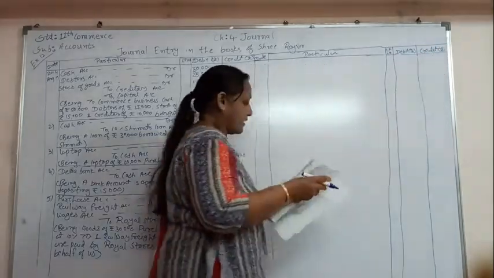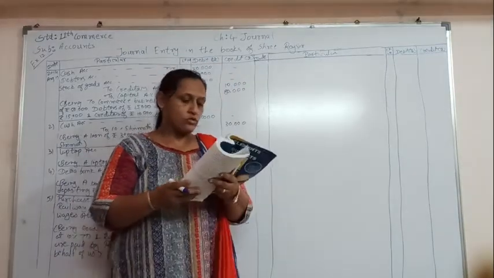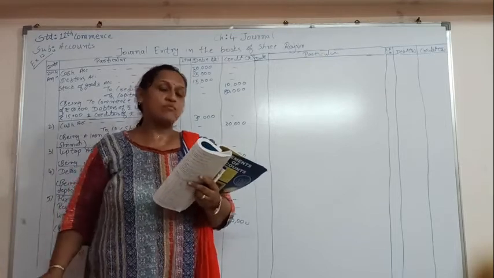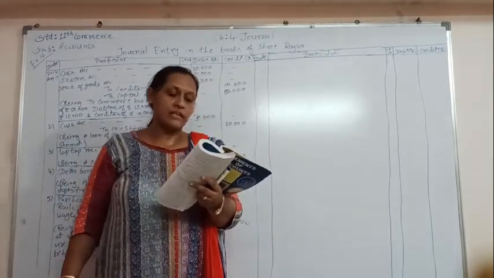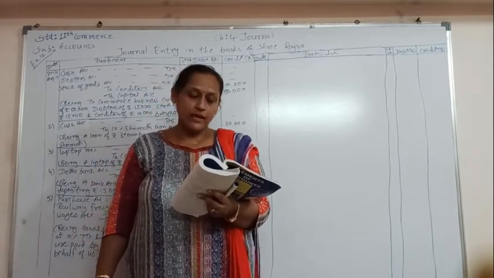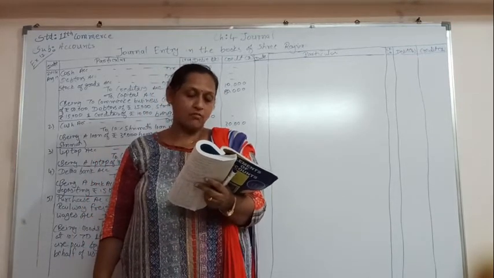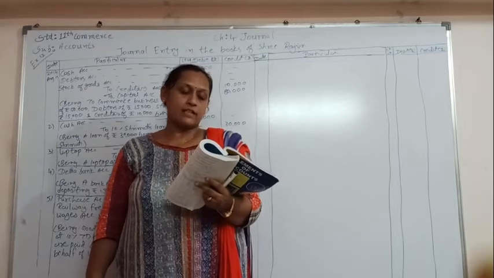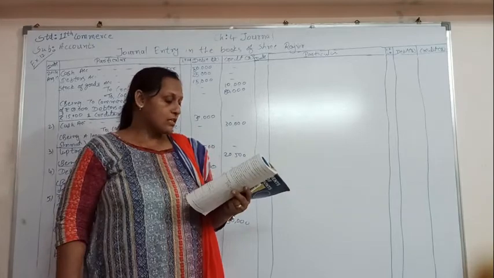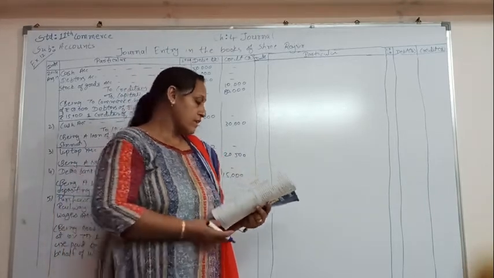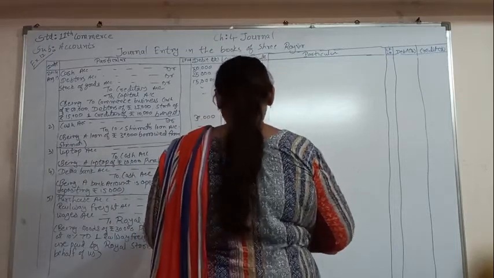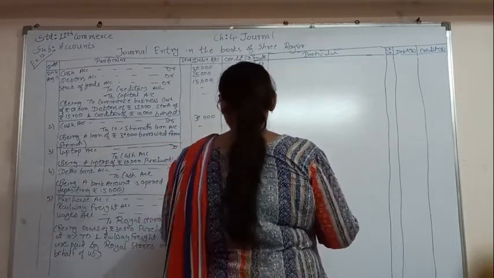So here we have sold goods to Bhagwati of rupees 15,000. On 15,000, 20% profit will be 3,000, and that 3,000 we add to 15,000, which will be 18,000, and then 10% trade discount. So the goods will be of 16,200. Here we are going to pass the journal entry. That journal entry will be Bhagwati account debit.